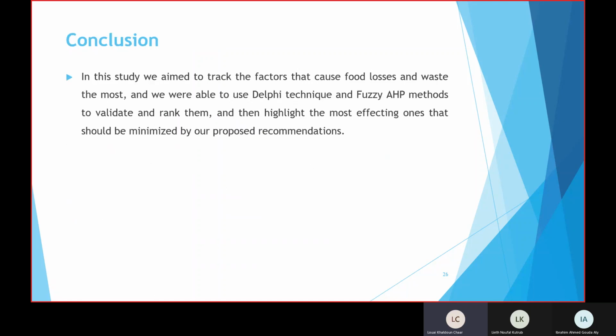Going to the conclusion, we can say that in this study, we aimed to track the factors that cause food losses and waste the most, and we were able to use the Delphi technique and fuzzy AHP methods to validate and rank them, and then highlight the most affecting ones that should be minimized by our proposed recommendations.